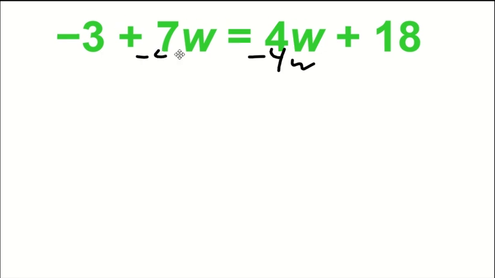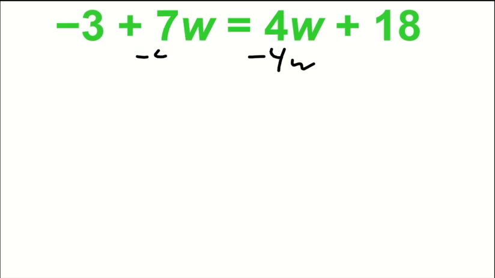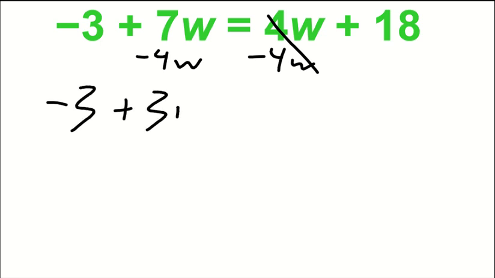So we go minus 4w on this side. It cancels it out there, which is what we want. We want to get the variable to one side. So on the left side, I've got minus 3 plus 3w equals 18. And now we got it as an equation we just would normally solve. So we do opposite. We go plus 3 to each side.